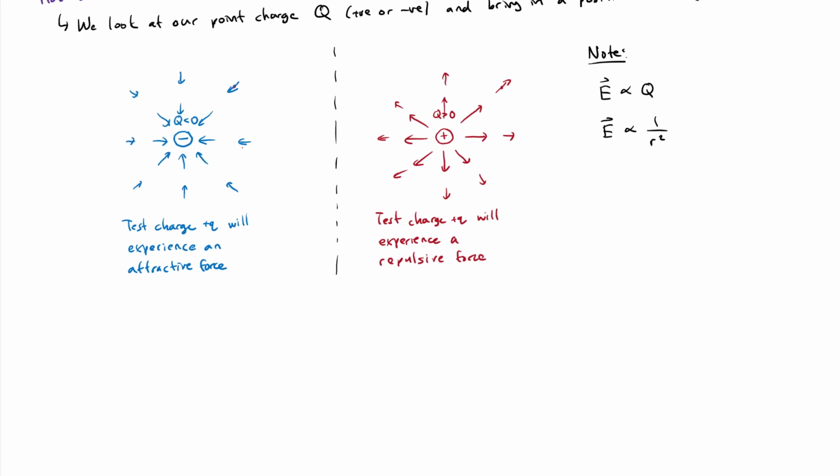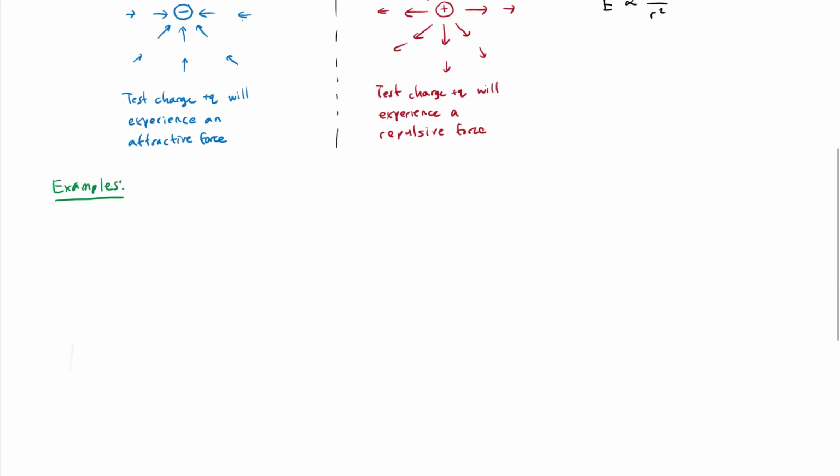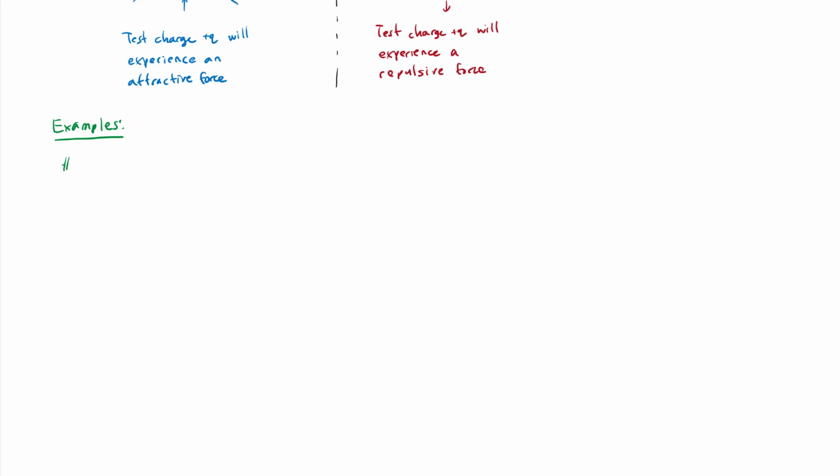So let's go through a couple of examples just to solidify our understanding of electric field vectors and field representations. So number one, let's draw the electric field lines for these charges. Let's say I have a positive charge and then I have a negative charge, like this. And let's say they're of equal magnitudes.